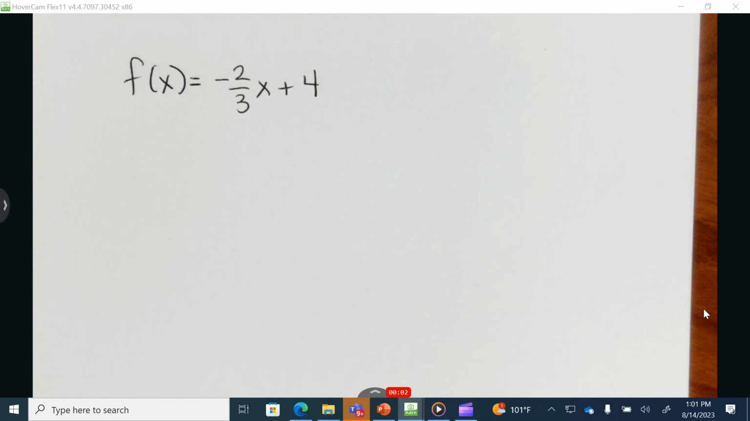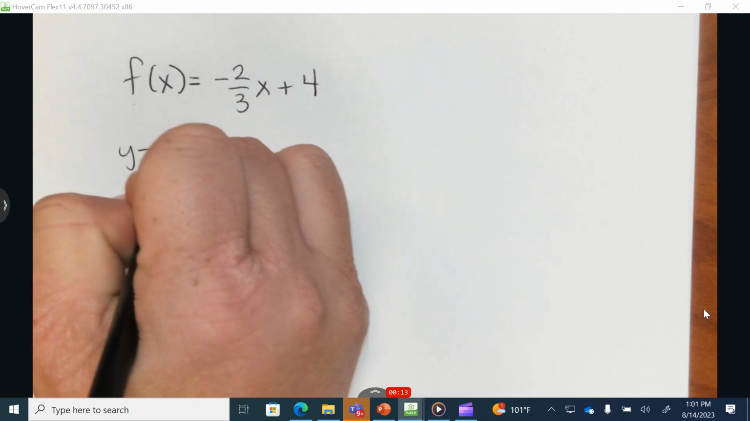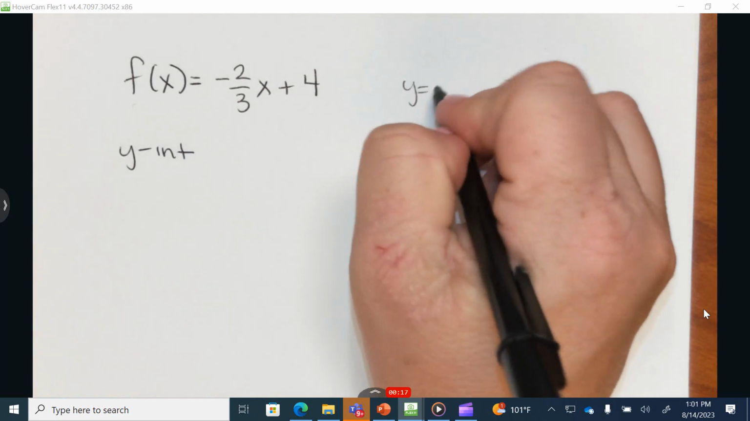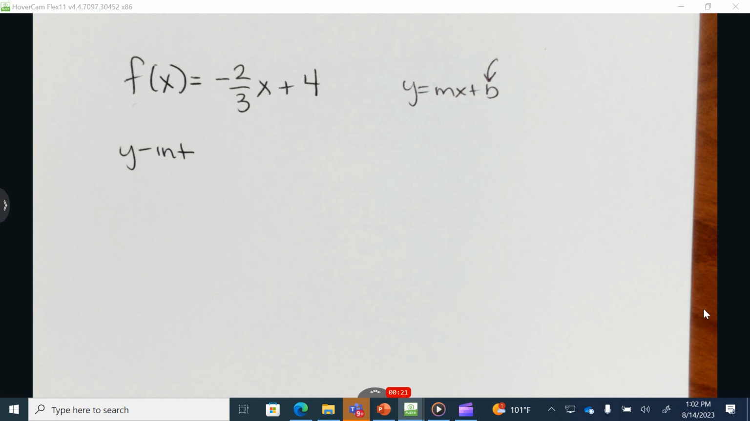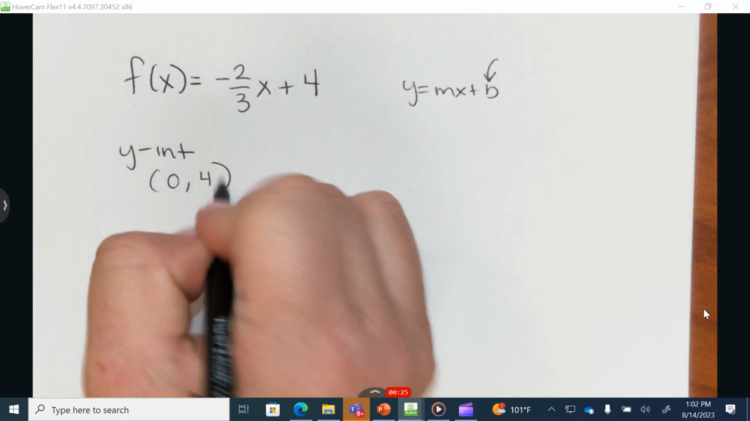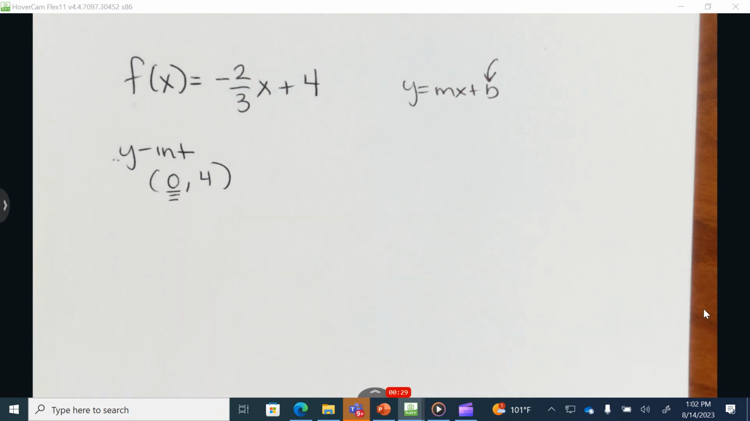In this video, I'm going to review how to identify the x-intercept and y-intercept of a function using algebra. Whenever you go to identify the y-intercept, there's a few ways we can do this. This is in the form y equals mx plus b, and in this form, the number that has no x will be our y-intercept. So I know the y-intercept is (0, 4). Also, when we identify the y-intercept, x will always be 0.